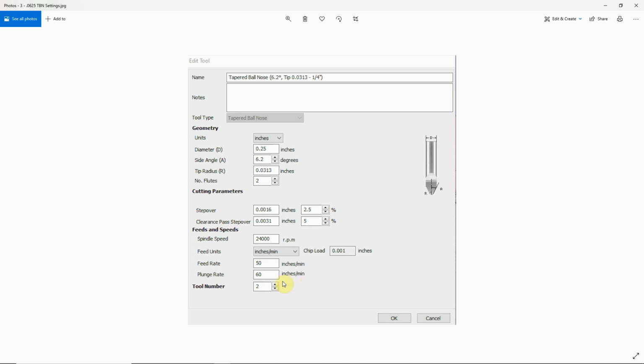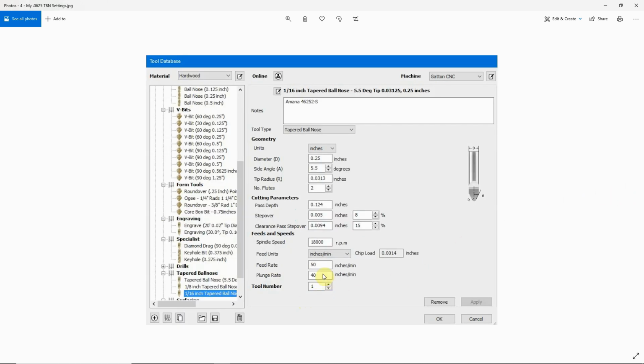General rule of thumb is the plunge rate should be half of the feed rate. That's a good baseline. Now, I do exceed that. If we look at my feed rate and plunge rate, I have 50 here, and my plunge rate is 40. It's more than half, but it's not equal to the feed rate. The thing to remember about 3D modeling, well, all cutting, as a matter of fact, is the machine will always travel at the rate of the slowest axis.